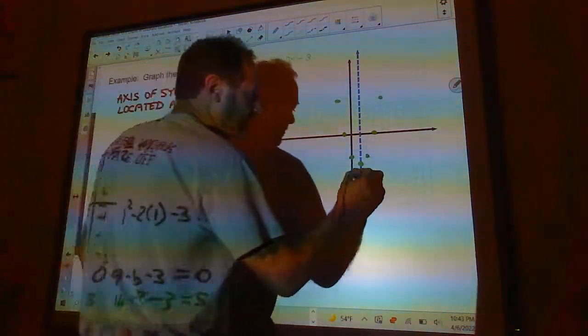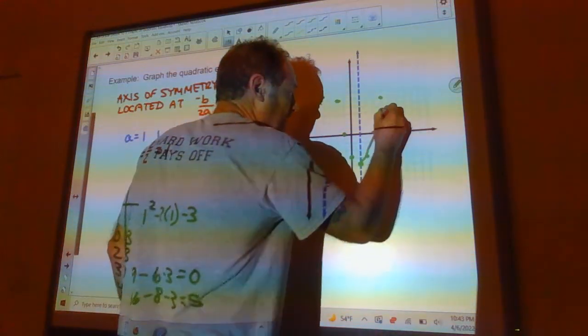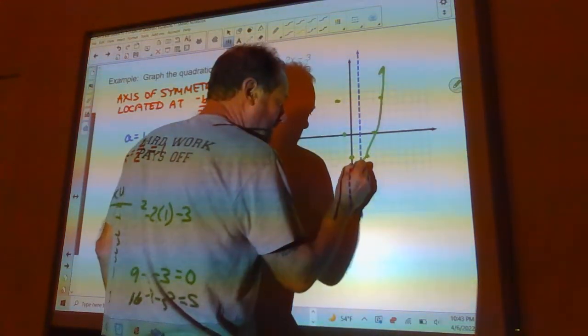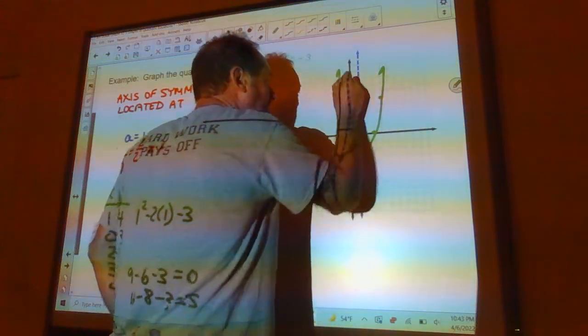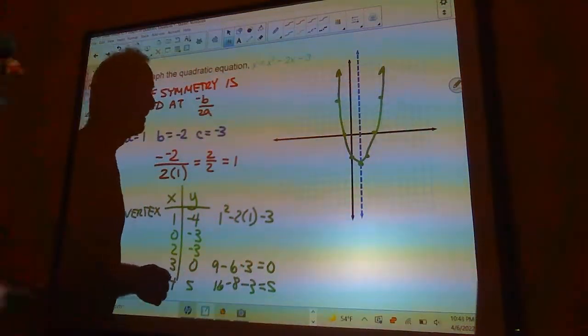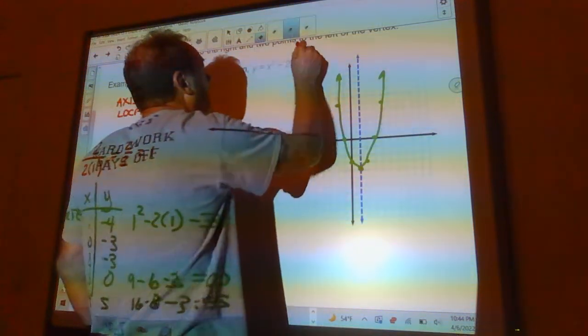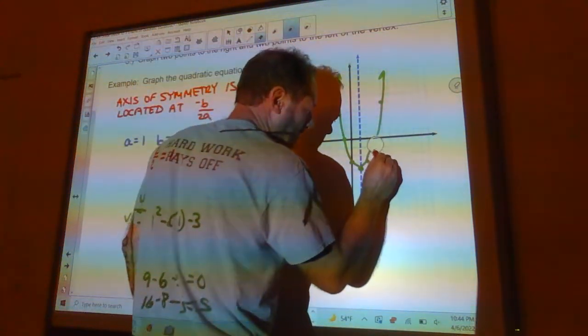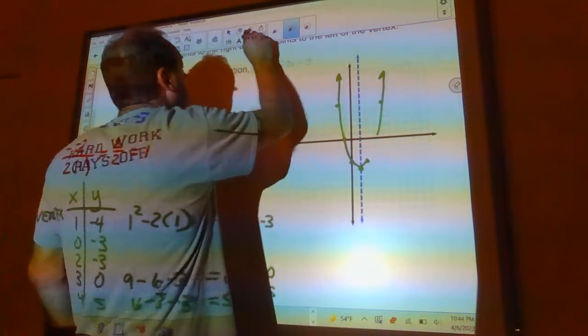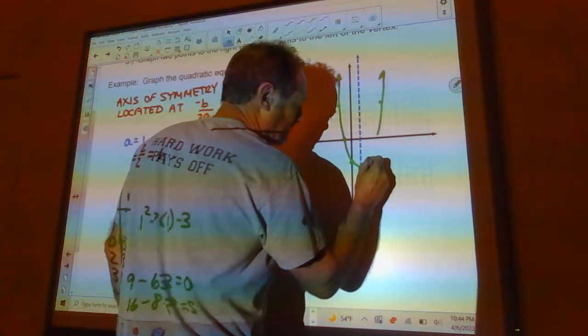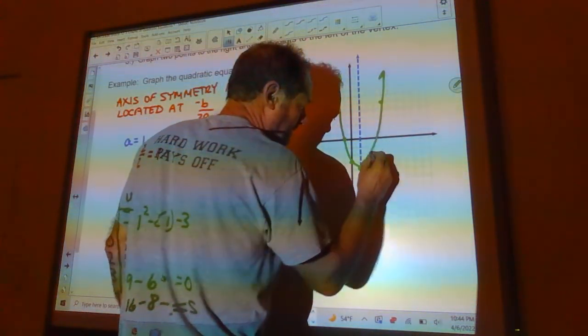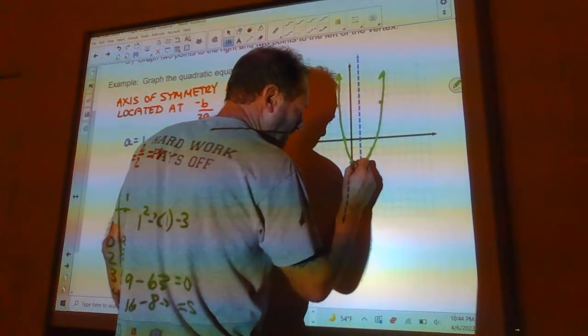And now I just sketch in the graph. So it's going to look something like this, and it's going to look something like this. And I'm done. I didn't do a very good job of sketching that, so I might want to kind of clean this up a little bit. I don't know, my graph's off a little bit.